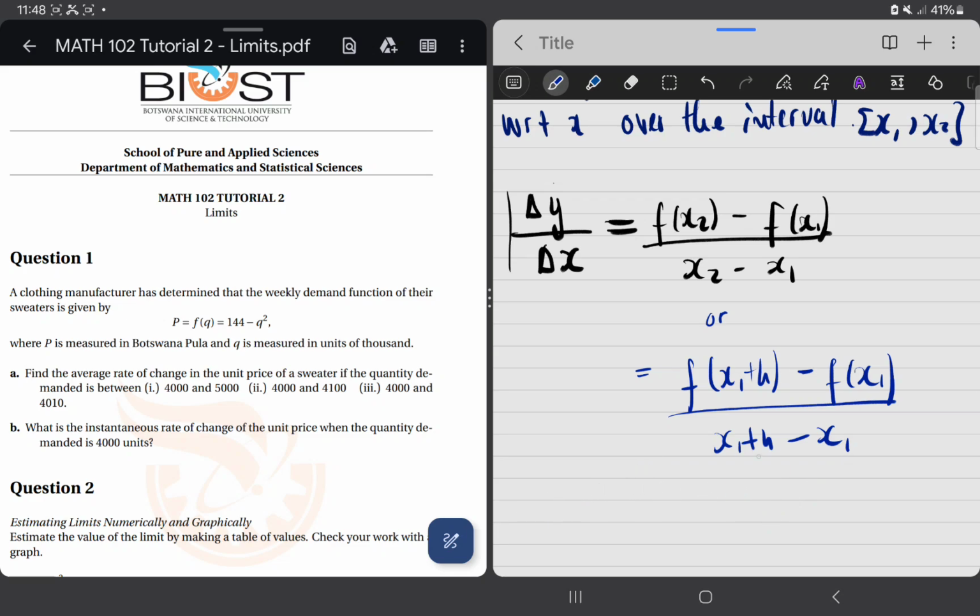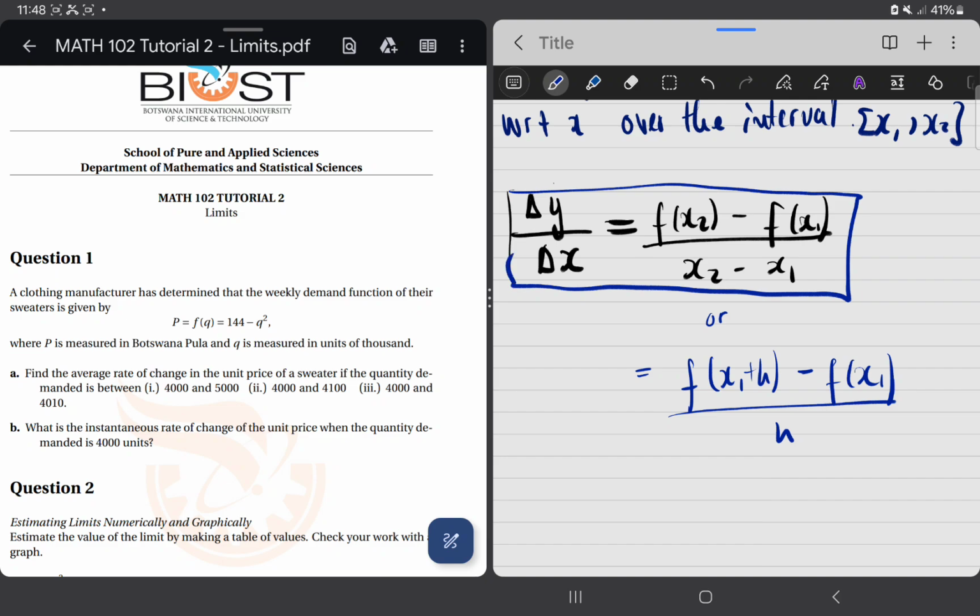You no longer have the f of whatever. And this x1 and x1 will cancel. You just remain with an h. So this is what they'll say. Either you're going to use this one, which is the one we're going to use most of the time, or at some point we'll use this, which leads us to the instantaneous one. This helps us to understand the instantaneous one.